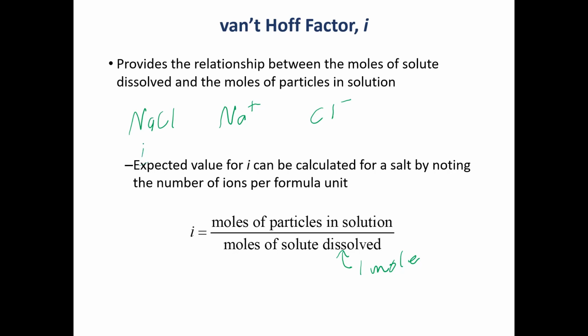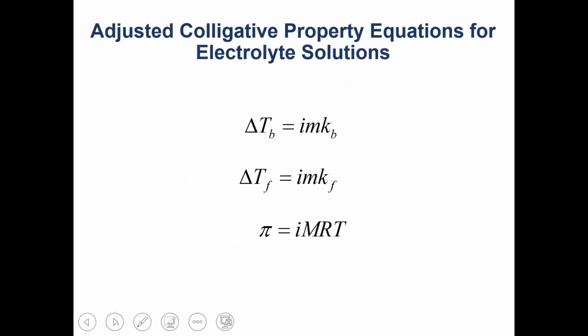For something like magnesium chloride, where we would get magnesium and 2 chlorides, the expected Van 't Hoff factor would be 3, because we have 1 mole of magnesium ions and 2 moles of chloride ions. So the change in boiling point and change in freezing point that we calculated earlier, we can add the Van 't Hoff factor to those equations. And similarly for osmotic pressure.